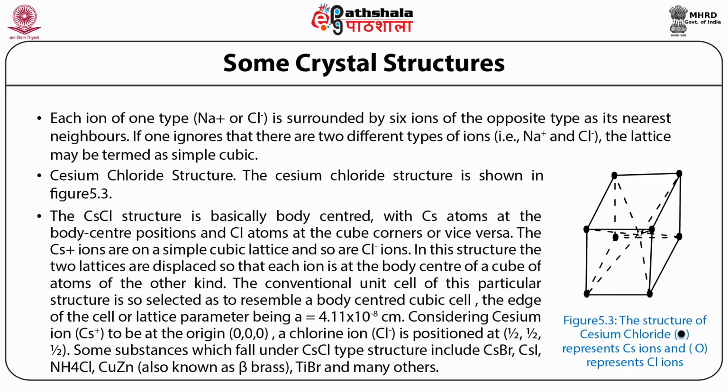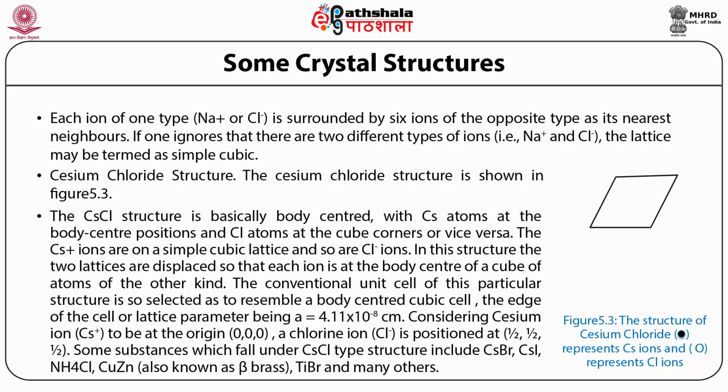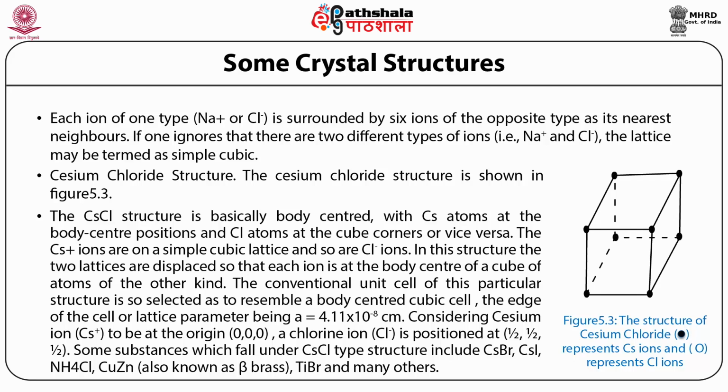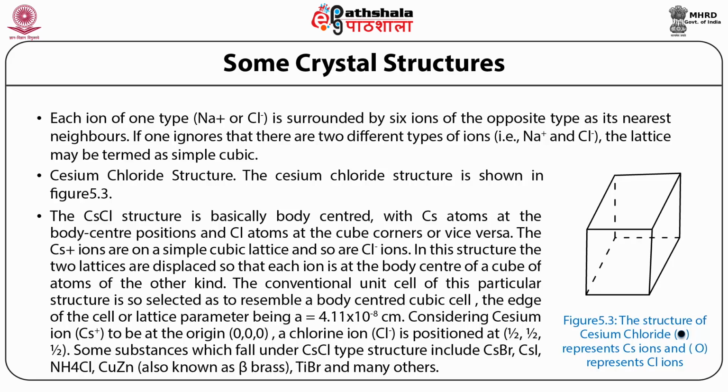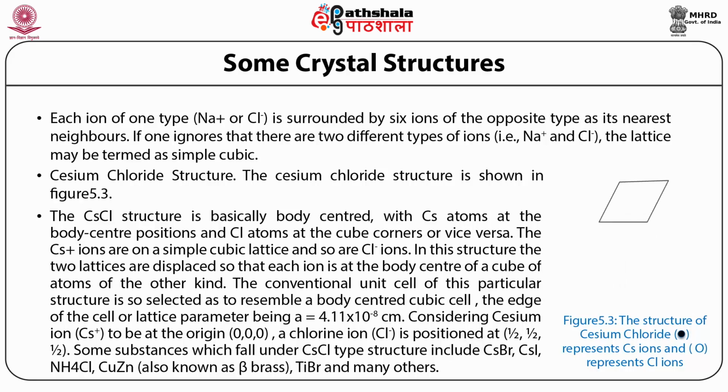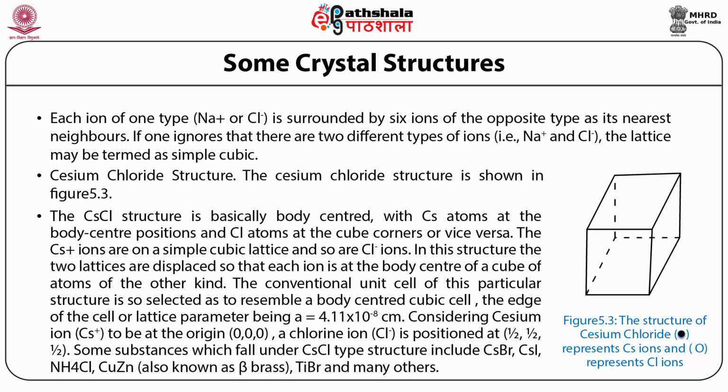The conventional unit cell of this particular structure is so selected as to resemble a body-centered cubic cell. The edge of the cell or lattice parameter being a equal to 4.11 × 10^-8 centimeter. Considering the cesium ion, that is Cs+, to be at the origin, that is 0,0,0, a chlorine ion, Cl-, is positioned at 1/2,1/2,1/2.